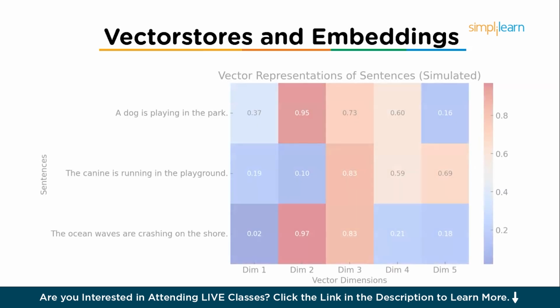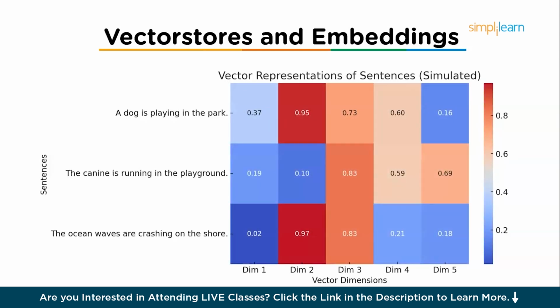Consider these three sentences. The first two sentences, a dog is playing in the park and the canine is running in the playground, have almost similar vector values, indicating that they have similar meanings. The third sentence, the ocean waves are crashing on the shore, has a different vector representation, showing that it is unrelated in meaning. So let's see all this in action.